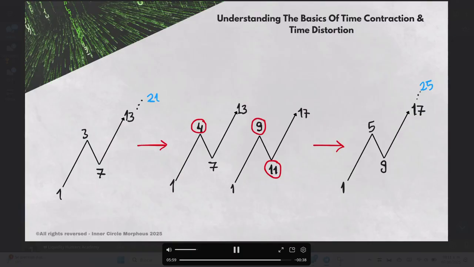That's why you need to be an experienced observer when looking at the charts. Time contraction or distortion that occurred in the past gives you big clues about future contractions or expansions on the time axis.